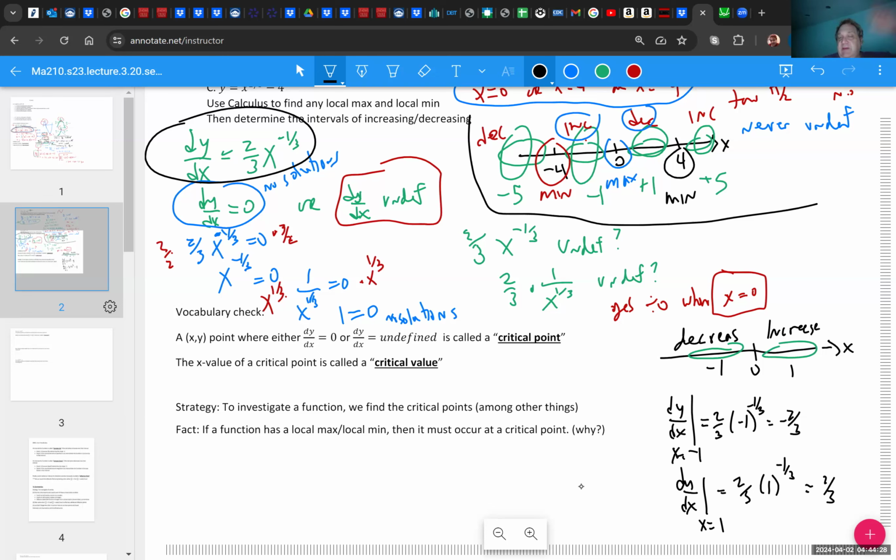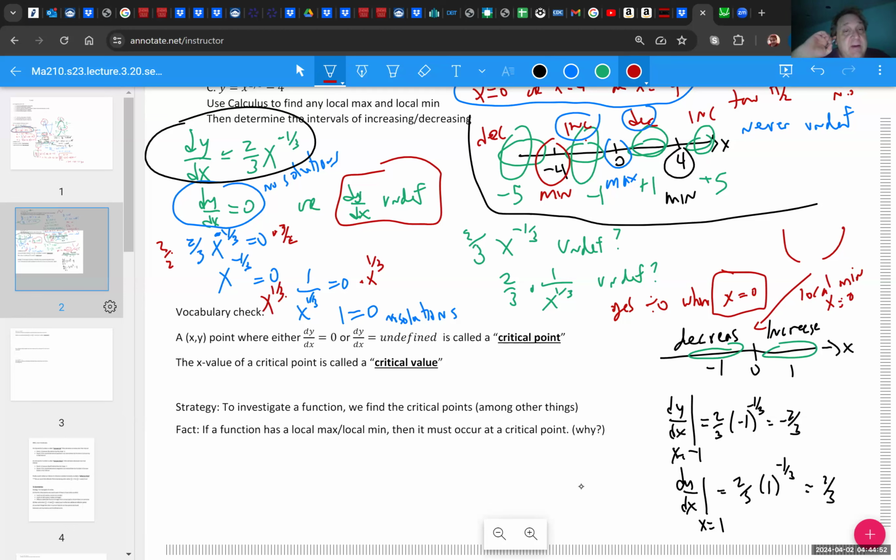So you have decreasing, then we hit 0, which is an important point, and then you have increasing. So what kind of graph decreases, has something important, and then increases? That's a minimum. That's a local minimum. So this right here, it's decreasing, then it's increasing. So that point right there is a local min, and that's x equals 0.